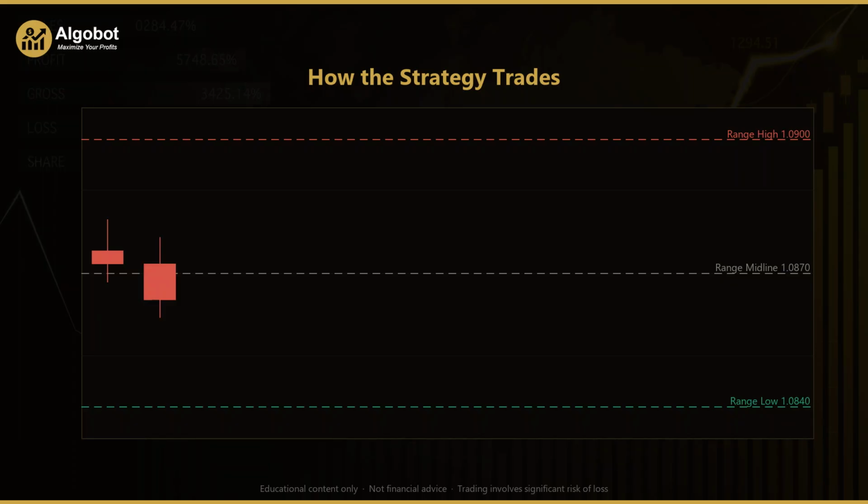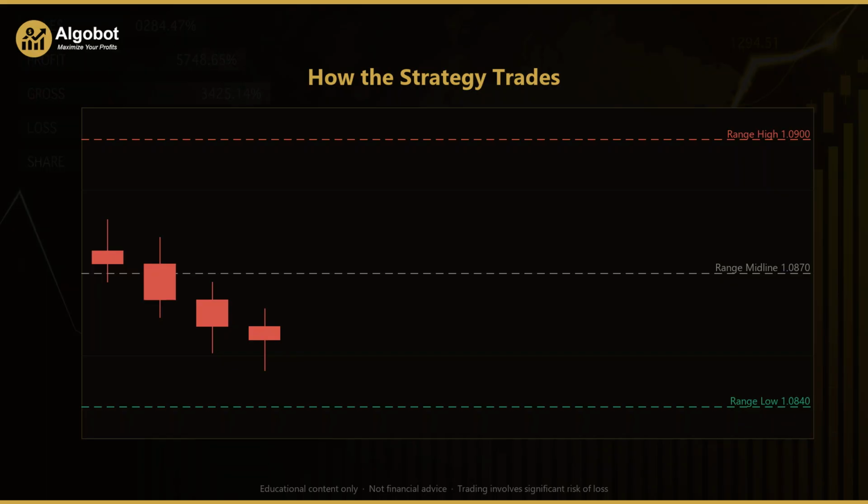What you're seeing is a quiet, sideways market. Exactly the environment this strategy is built around. 2 horizontal reference lines mark the edges of the micro-range that the expert advisor measures. The upper boundary, the range high, sits at 1.0900. The lower boundary, the range low, sits at 1.0840. Halfway between them is the range midline at 1.0870, and that midline is the magnet the strategy fades toward.